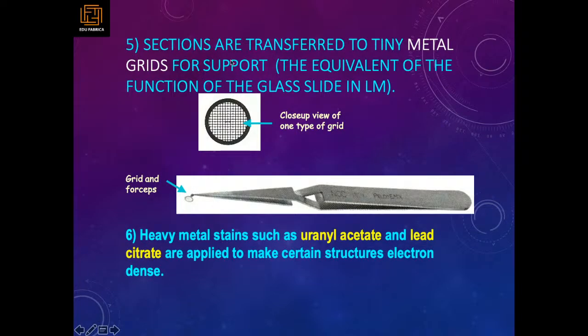Then these sections are placed on a tiny metal grid, and we carry it with forceps. Heavy metal stains such as uranyl acetate and lead citrate are applied to make certain structures electron dense.